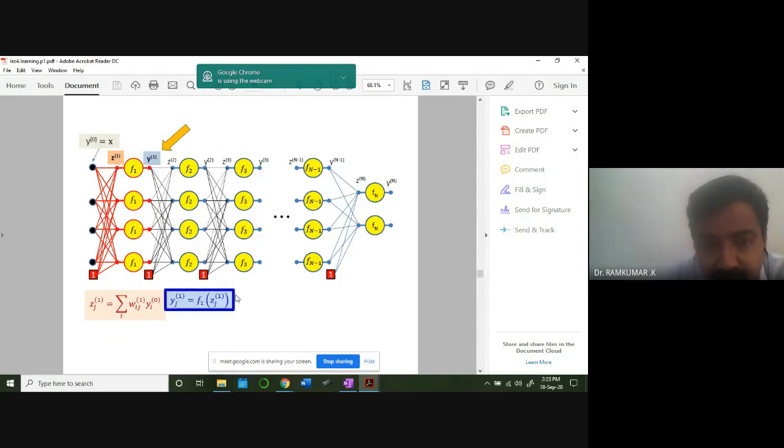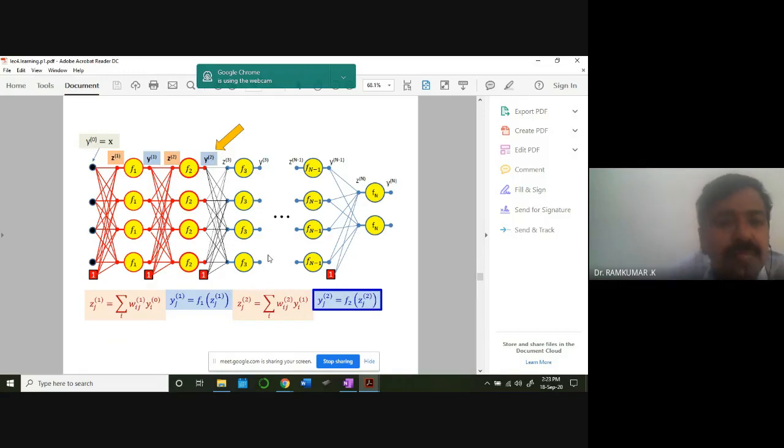Now you do it again. This is for Y1. Now you do it for all the nodes. Compute ZJ2 for all the nodes, the pre-activation function for the second layer. You have to compute that, then you pass it through the activation function. Is it clear now? So that is what we are trying to do.